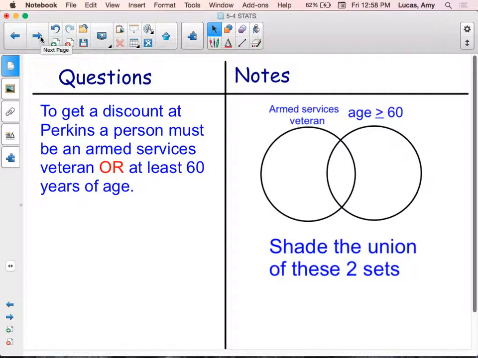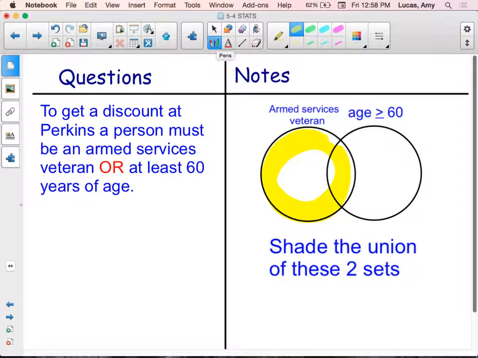Well, the armed services veterans are over here. So this would be like my dad. He would be in this area over here because he is a veteran. And then over here on this other side, this would be my mom, because she is over 60 years old. The piece in the middle though, those are the people who are both. This would be where my dad would be because he is an armed services veteran, and he's over 60. He's greater than or equal to 60.